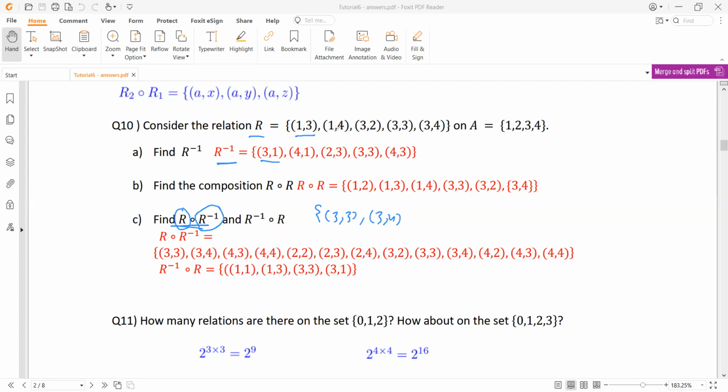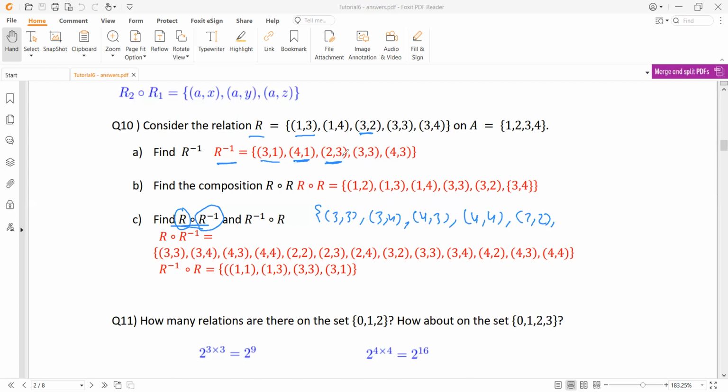3, 1, is there anything that starts with 1? No. Again, 4, 1 with 1, 3. So this is 4, 3. 4, 1 with 1, 4. This is 4, 4. Is there anything here that starts with 1 to combine with? No. So let's do the same process with 2, 3. 2, 3 combined with 3, 2. So it gives 2, 2.